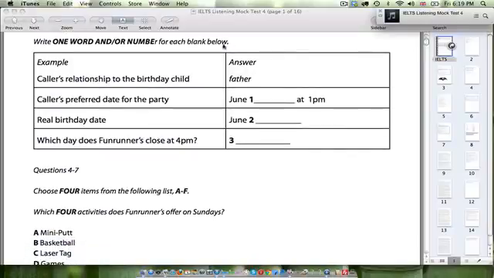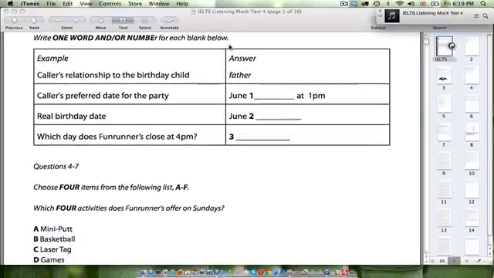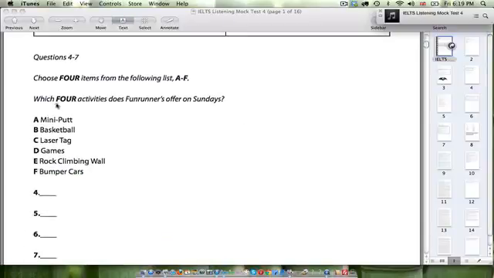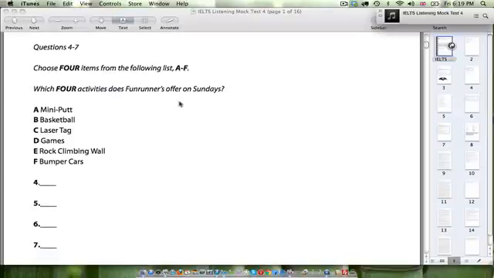Okay, so we're looking for one word and or a number. So if we look at the answers down here, June, these are going to be numbers. Which day does Fun Runners close? This will be a day of the week. If we look down here, 4 activities does Fun Runners offer on Sunday? Okay, you will see that there is an example that has likely been done for you.